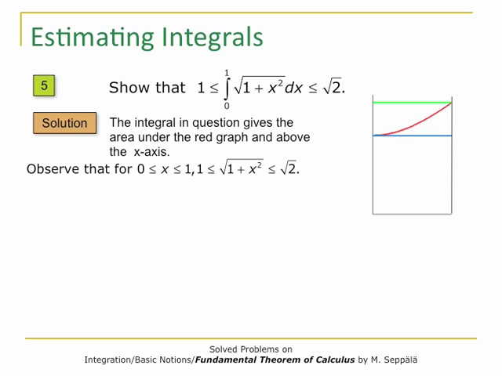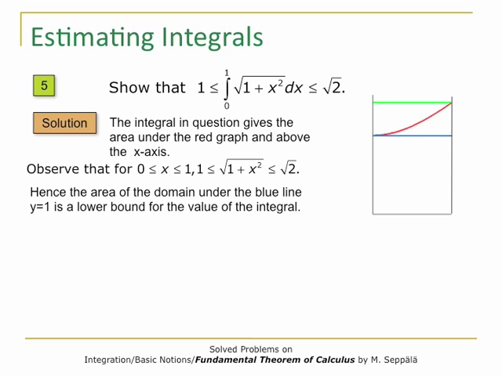When x is between 0 and 1, x squared is also between 0 and 1, and therefore 1 plus x squared is between 1 and 2, and square root of 1 plus x squared is at most square root of 2. Regardless of what x is, x squared is always greater or equal to 0, therefore 1 plus x squared is always greater or equal to 1, and the square root of that is always greater or equal to 1. Therefore, when x is between 0 and 1, 1 is less or equal to square root of 1 plus x squared, and that is less or equal to square root of 2.